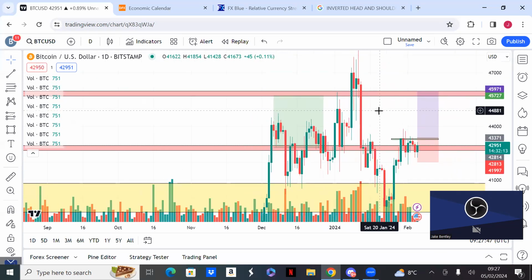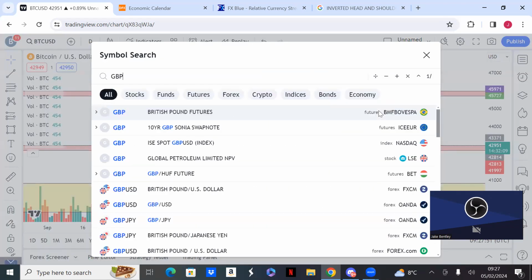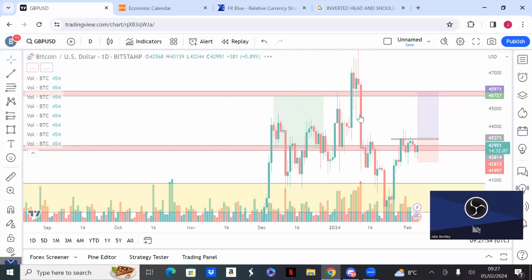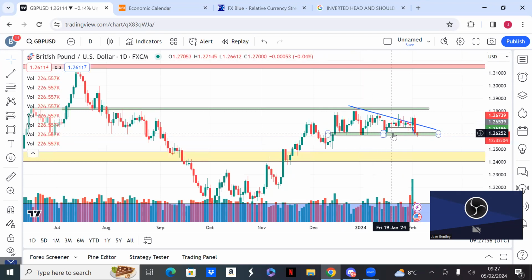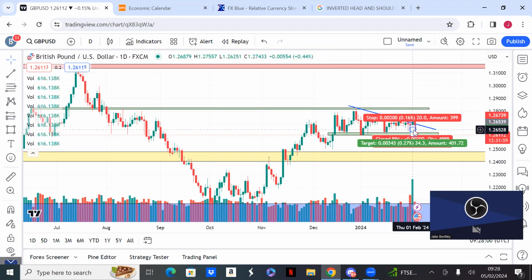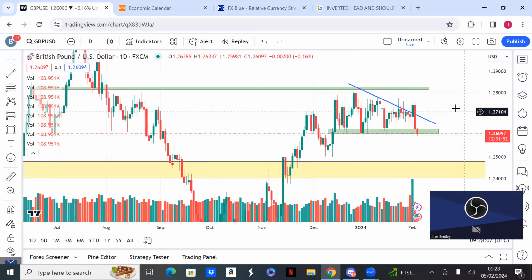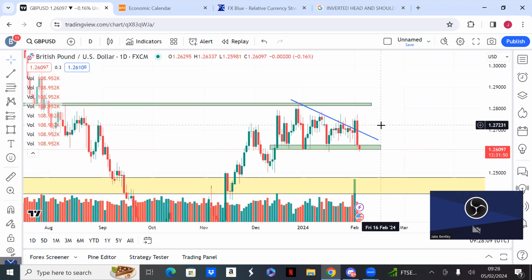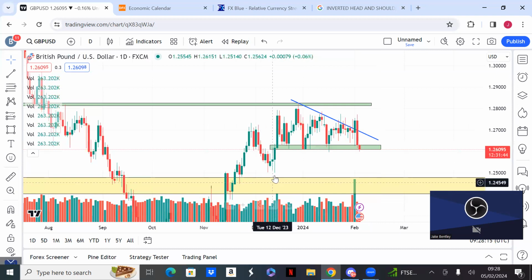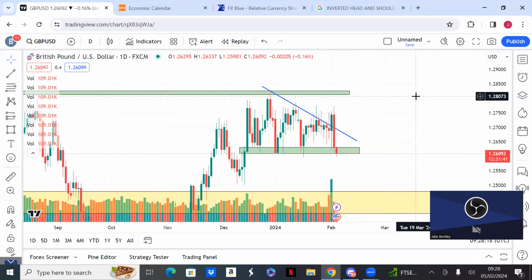Let's move to the last two, which is the British pound against the USD and the euro against the USD. British pound, USD. Because I know that you are new, these are just the ones that I like to go through because these are the ones that most people ask for. I don't trade all of these. This is just literally analysis so that you can go away and place your own trades and also learn.